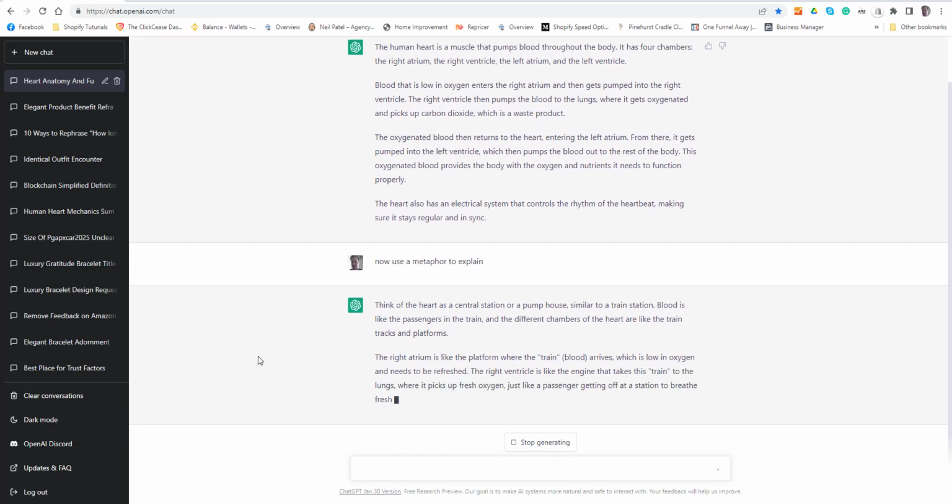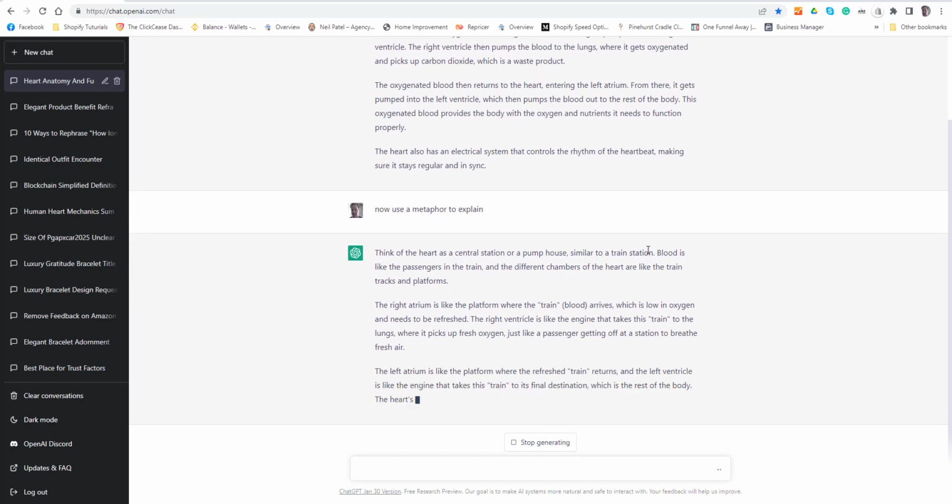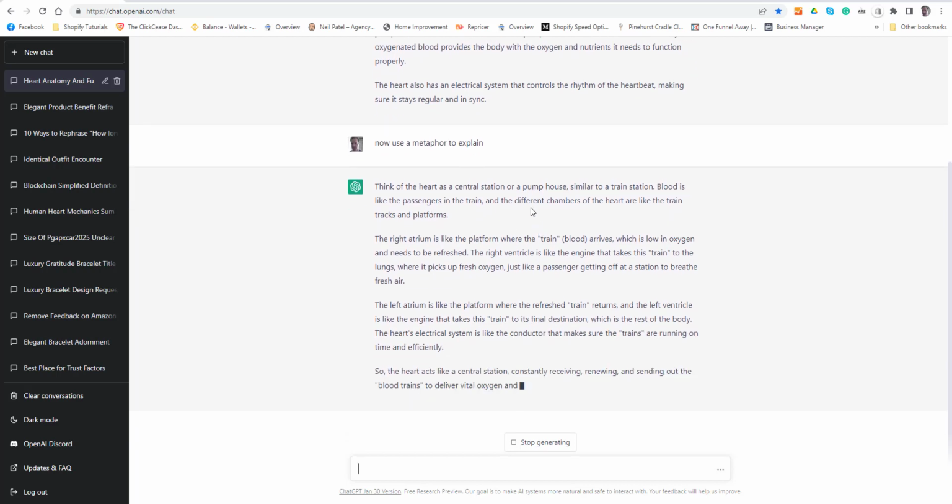So think of the heart as the central station or a pump house, similar to a train station. The blood is like a passenger in the train, and different chambers of the heart are like the train tracks and platforms. The right atrium is like the platform where the train blood arrives, which is low in oxygen and needs to be refreshed. The right ventricle is like the engine that takes the train to the lungs, where it picks up fresh oxygen, just like a passenger getting off at the station to breathe in fresh air.